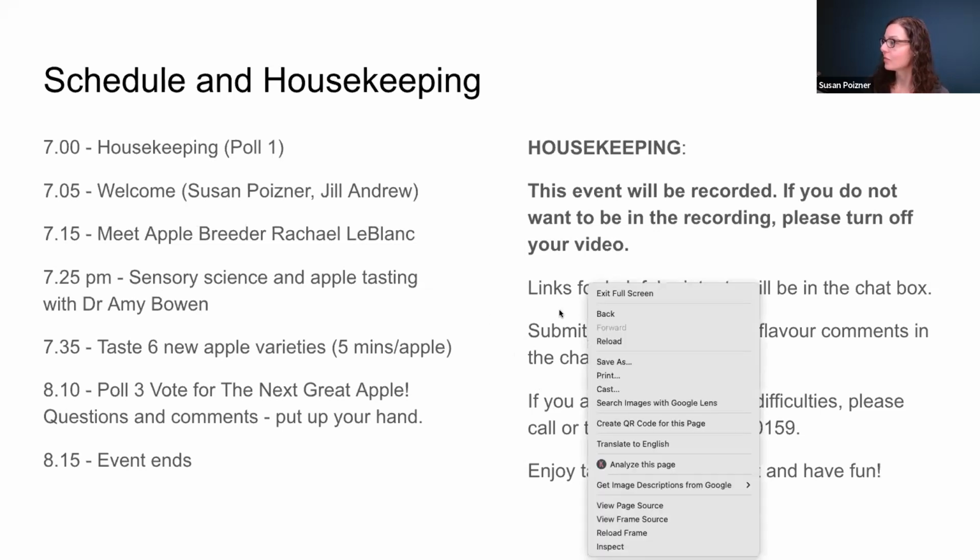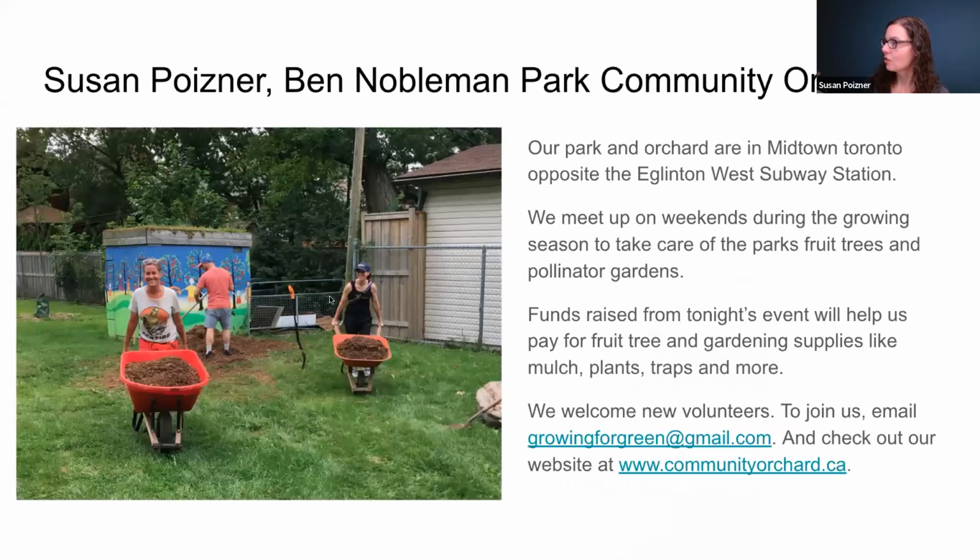Just very quickly about our orchard. I'm Susan Poisner, the coordinator of the Ben Nobleman Park Community Orchard. We are all volunteers, a totally volunteer project. Our park and our orchard are in Midtown Toronto, opposite the Eglinton West subway station. We meet up on weekends during the growing season to take care of the park's fruit trees and the pollinator gardens. The funds raised from tonight's event will help us pay for fruit tree and gardening supplies like mulch, plants, traps, and more.